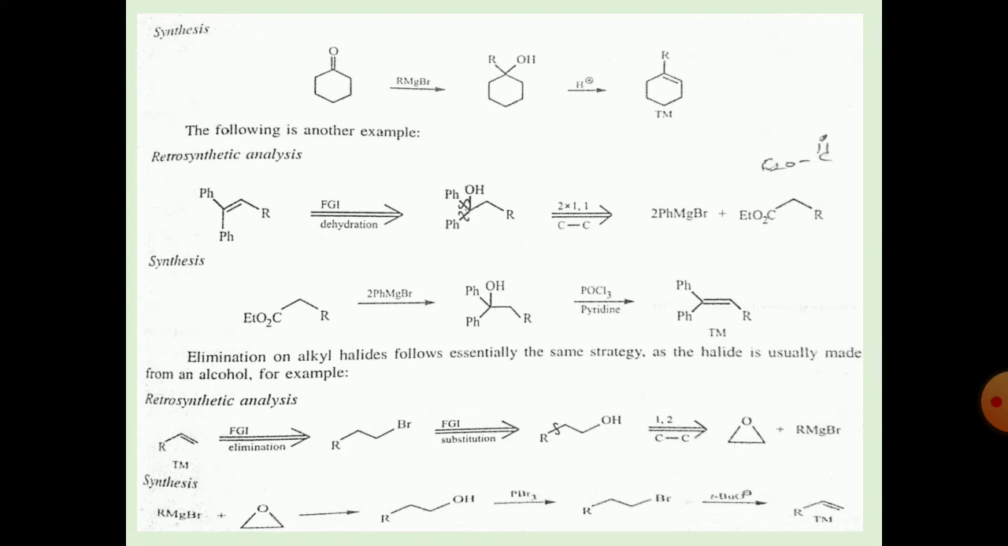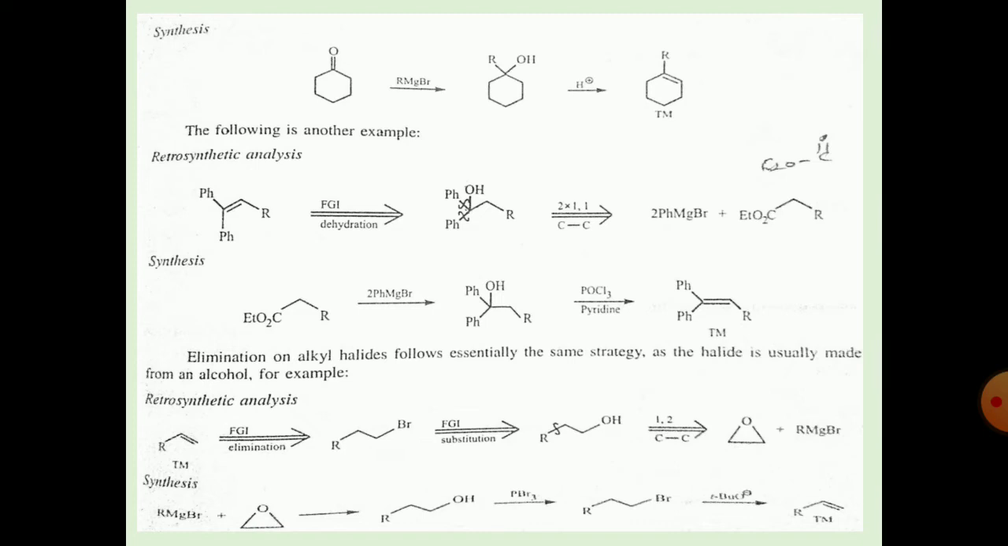The elimination of alkyl halide follows essentially the same strategy, as the halide is usually made from the alcohol. For example, the retrosynthetic analysis: the first is the target molecule, the alkene. The first FGI, a functional group interconversion, means an elimination reaction. There is a bromine, an alkyl halide. Then again an FGI, a substitution: the Br is substituted by the OH group, and the 1,2 carbon-carbon bond is cleaved, forming the epoxide ring and RMgBr, a Grignard reagent.